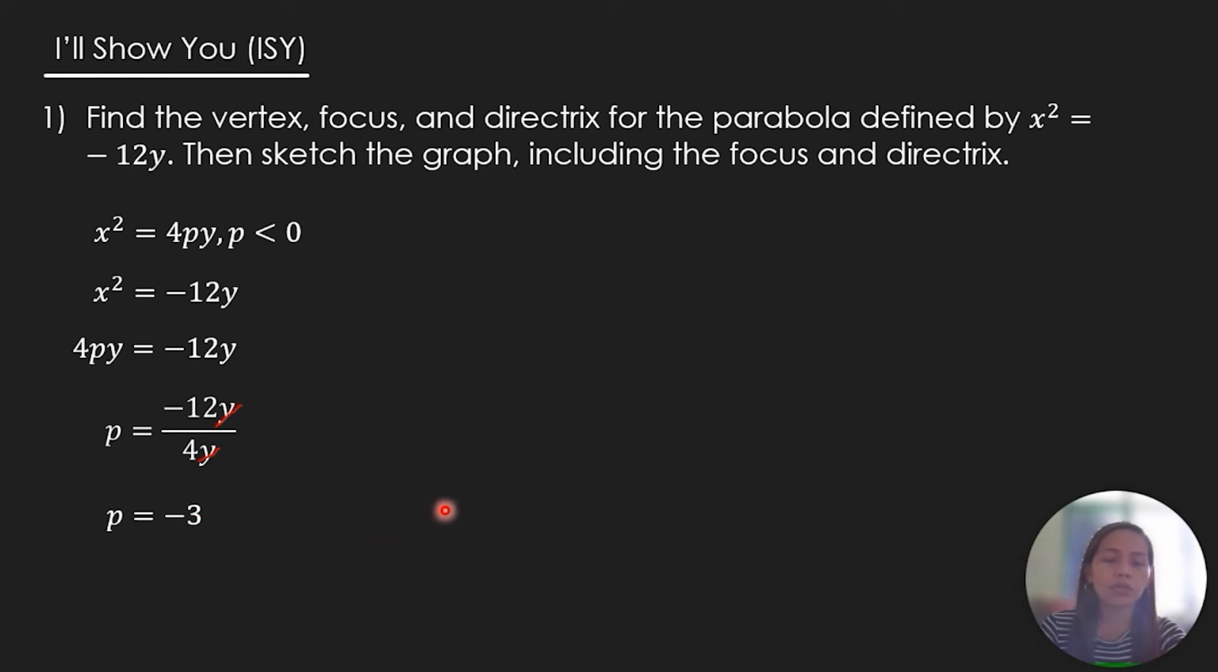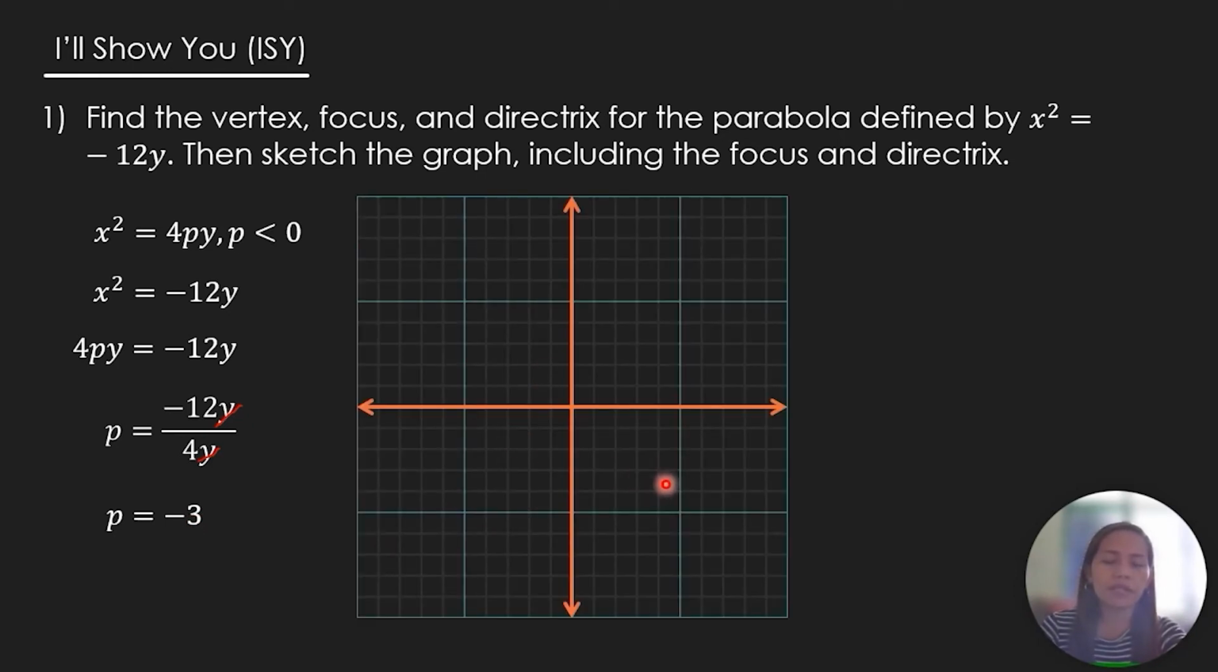But anyway, let me show you how to graph that one. We have this Cartesian plane in here, okay? And of course, we know the vertex is at the origin. Now, F is equal to (0, p). Our p is negative 3. That means our focus is here: F is equal to (0, negative 3). And again, in our first discussion, we know that the directrix is on the opposite side of the vertex.